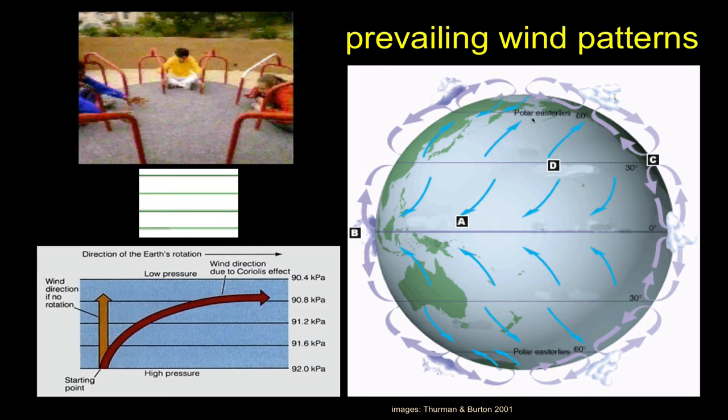So we can imagine if our arm is the wind, and we're going from our shoulder to our hand, the deflection is going to be to our right thumb, okay? There we go. And what that's going to essentially do is create all this really cool structure in, in this case, winds.